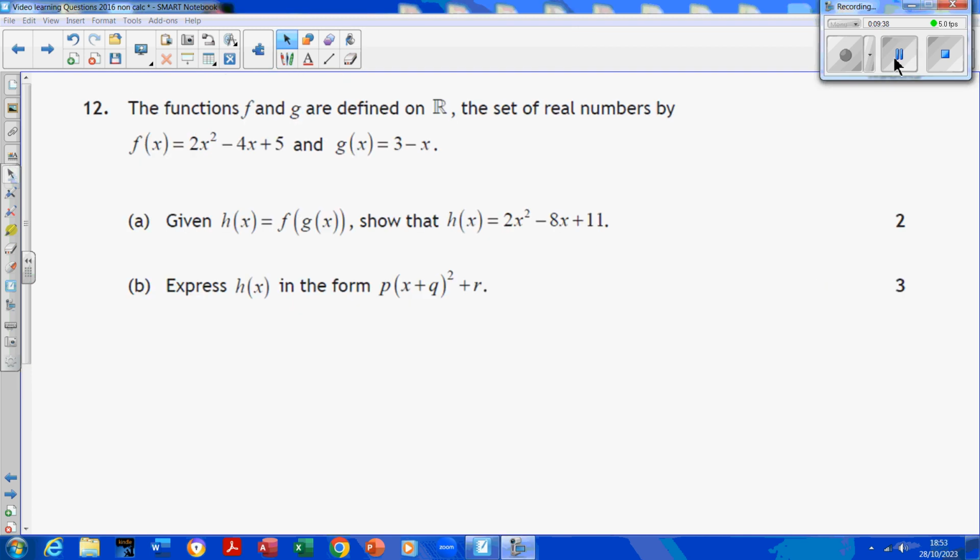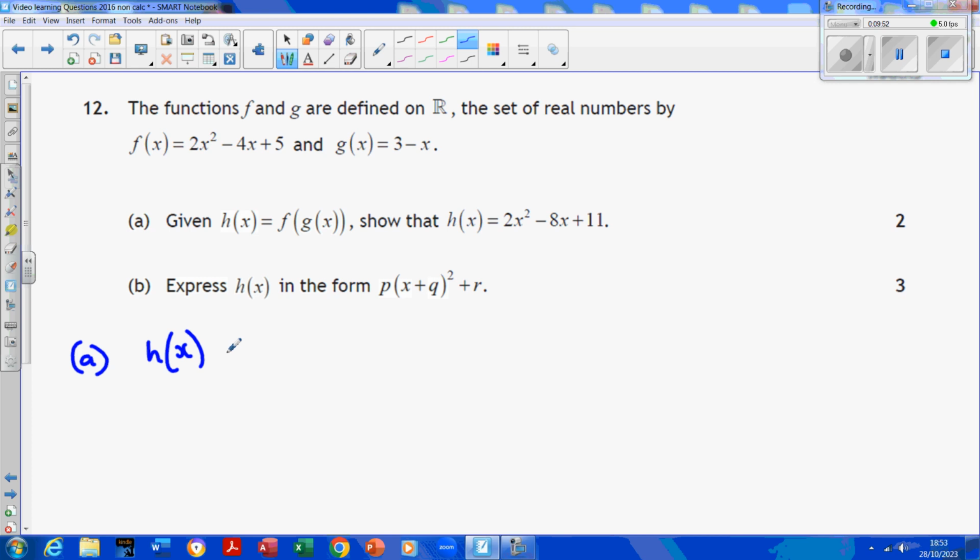So for this one it says the functions f and g are defined on the set of real numbers, given by f(x) equals that and g(x) equals that. Part A, given that h(x) is equal to f(g(x)), we've got to prove it equal to that thing there. So just ignore it just now, we'll go through. So leave your function f, put g(x) in the bracket, which is 3 minus x.